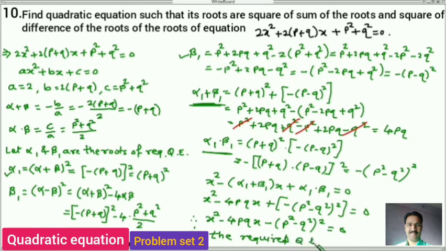quadratic equation. Okay friends, like this we have to solve. This is one of the very important examples.